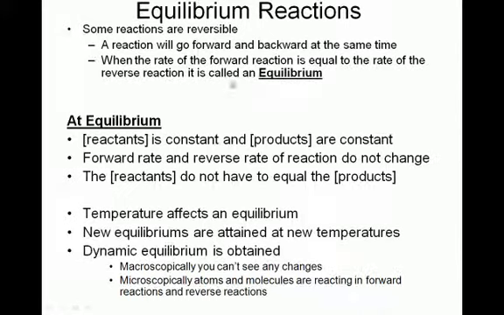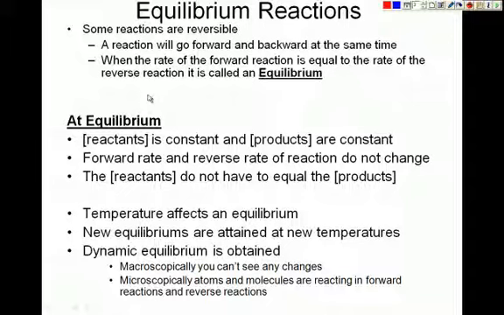Hey again, we're back and we're going to be starting Unit 2, which is equilibriums. An equilibrium reaction is a reaction that is reversible. That means it can go forward and backwards at the same time. When the rate of the forward reaction is equal to the rate of the reverse reaction, it is called an equilibrium. So when a forward reaction is happening, a reverse reaction is happening at the exact same time.